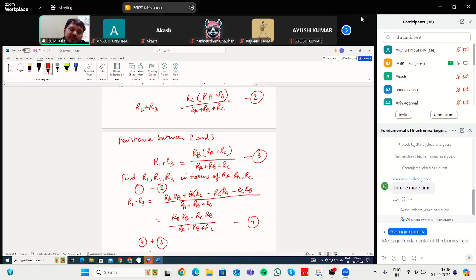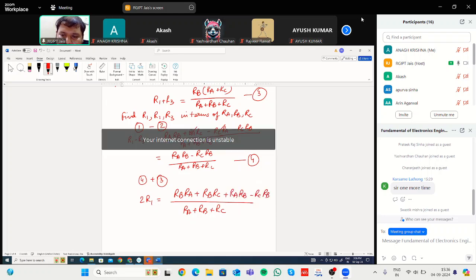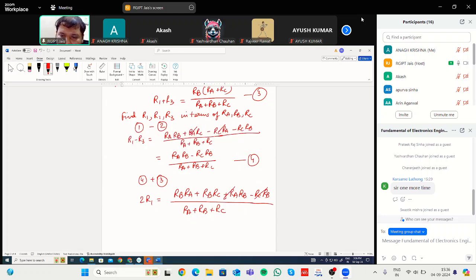So if you add equation 4 and 3, on the left hand side we get R1 plus R3 plus R1 minus R3. So R3 and R3 get cancelled, leaving twice R1. On the right hand side, the denominator is the same, RA plus RB plus RC, and in the numerator it is RB RA plus RC RA plus RA RB minus RC RB. These two things will get cancelled. It is twice of R1 equals twice of RA RB divided by RA plus RB plus RC. The twos cancel. What you are getting is R1 is equal to RA RB divided by RA plus RB plus RC. You have got the value of R1.